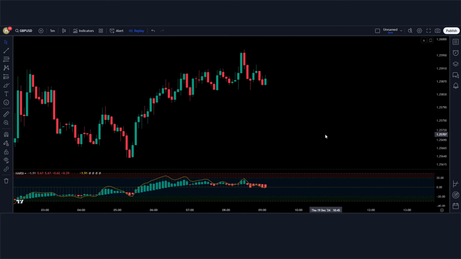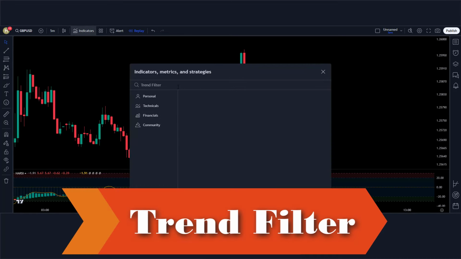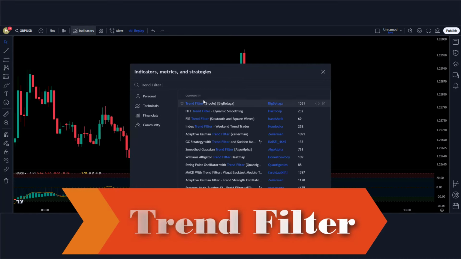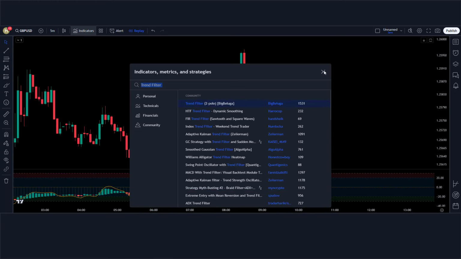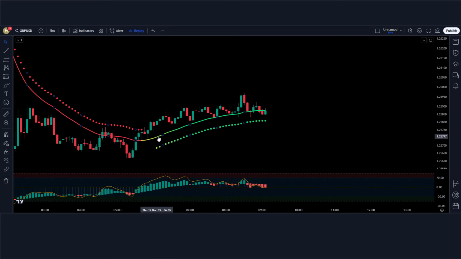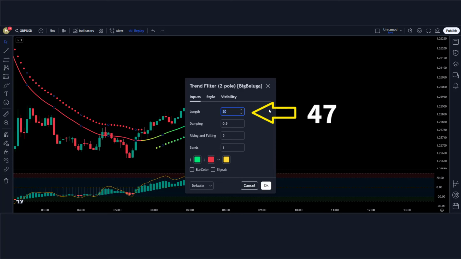After that we have to apply another indicator on the chart. Second indicator name is trend filter. Keep the indicator setting as I have shown here.